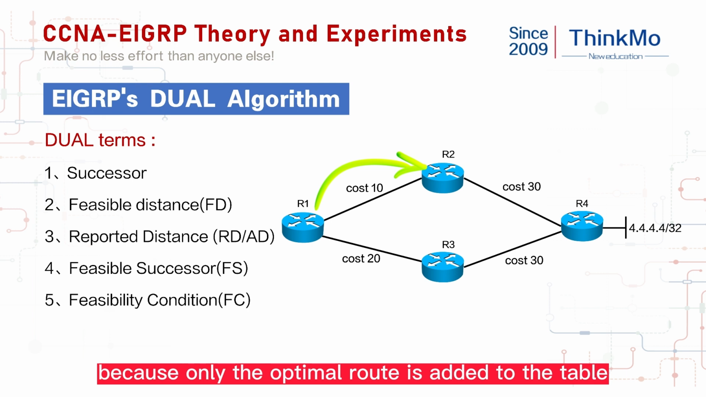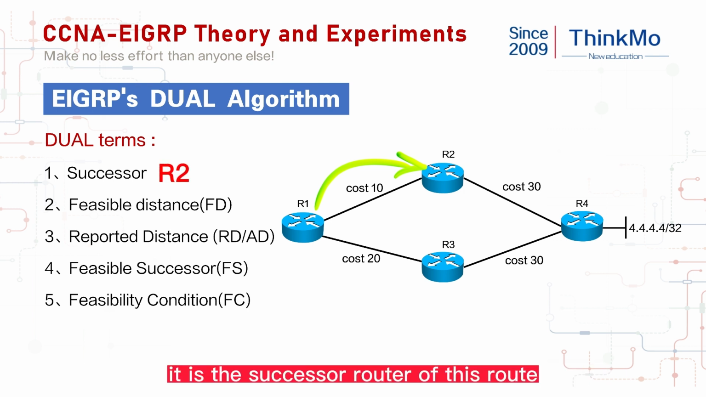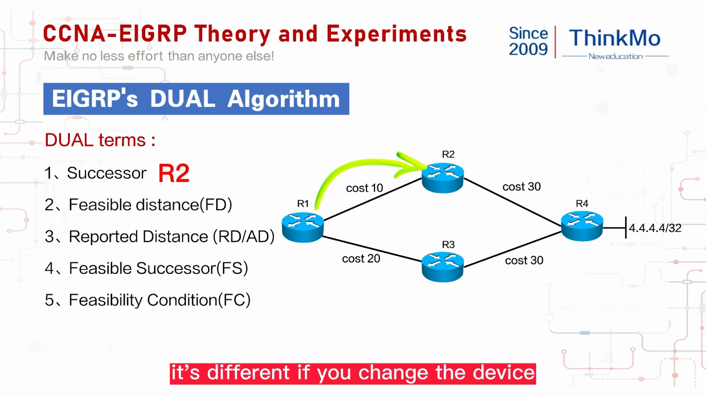Because only the optimal route is added to the table. It is the successor router of this route. Certainly, this is all for R1. It's different if you change the device.